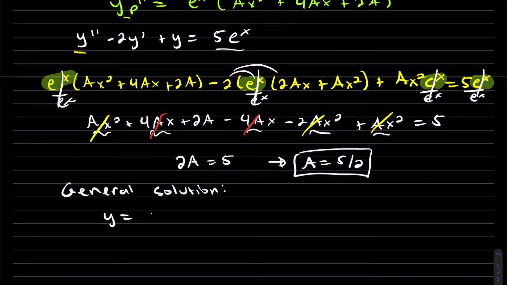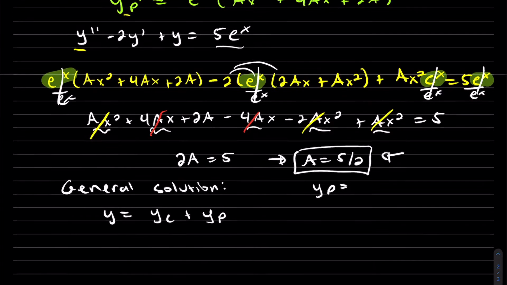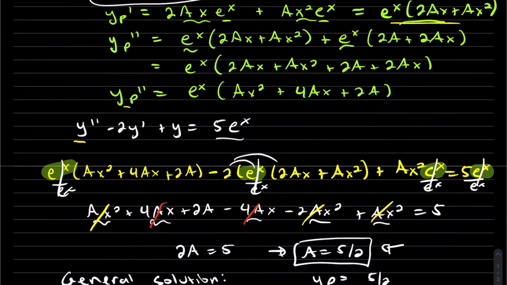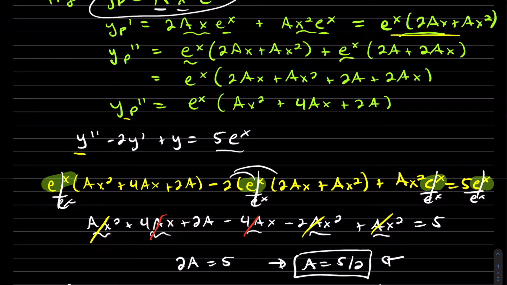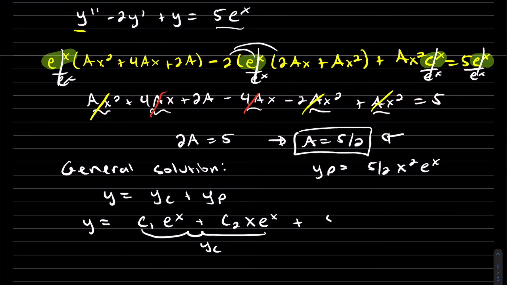So my general solution is still y equals yc plus yp. Our yp, by the way, because A is 5/2, our guess was that this was our yp, so A is 5/2 x squared e to the x. So y equals c1 e to the x plus c2 x e to the x. This was my yc plus 5/2 x squared e to the x. This is my yp. And that's my final solution.